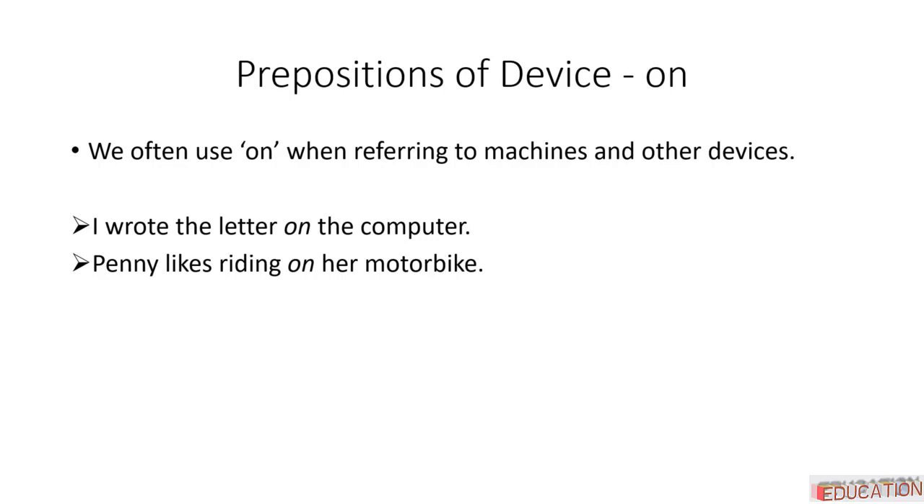Now, you're probably saying, hang on a minute. You said by is used for transportation devices, and you would be right. In this case, though, the riding implies some sort of bicycle or motorbike or horse or something, and we'd use then on her motorbike to be clear exactly what we're referring to. We'd say she likes travelling by motorbike, but she likes riding on her motorbike.